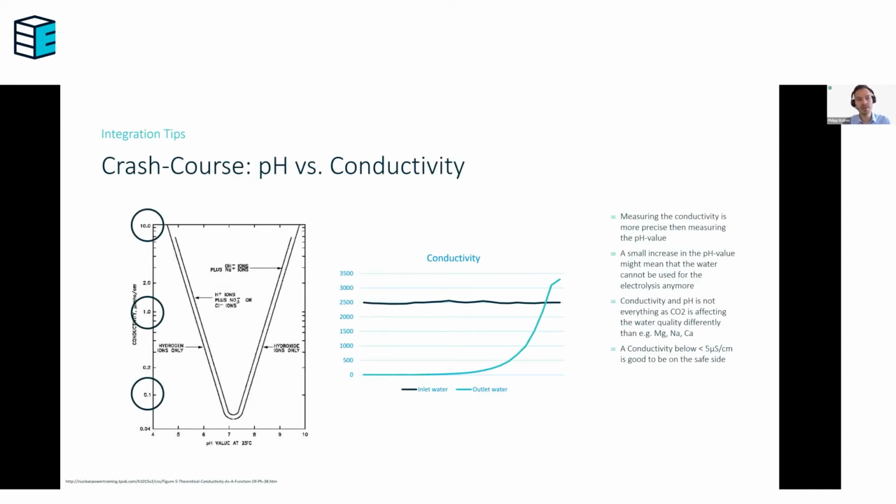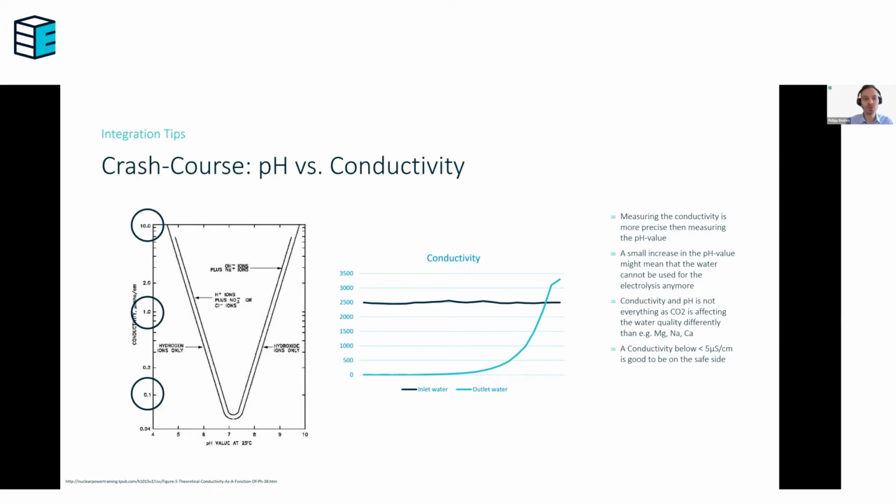A small crash course about the pH value versus the conductivity. Very often customers are asking us, okay, conductivity, but can I also measure the pH value? How is it related to each other? How is it working? What needs to be considered is the conductivity is usually better to measure because it is more precise. The pH value is a logarithmic value. If it increases by one value, it means that the conductivity is exponentially growing. That's why it's usually better to measure the conductivity, because then you have a better picture of the water quality.